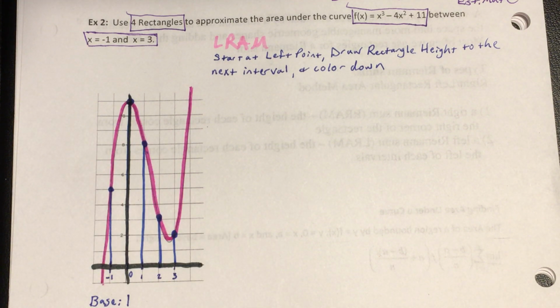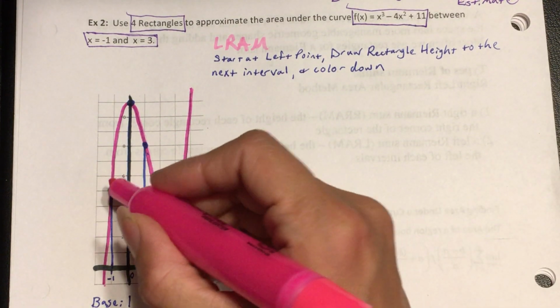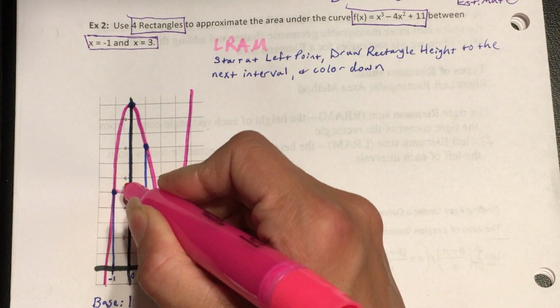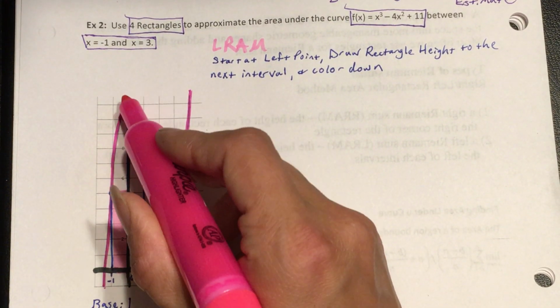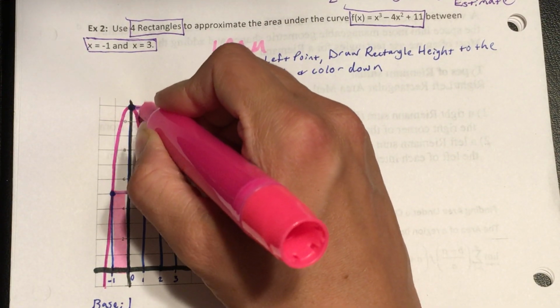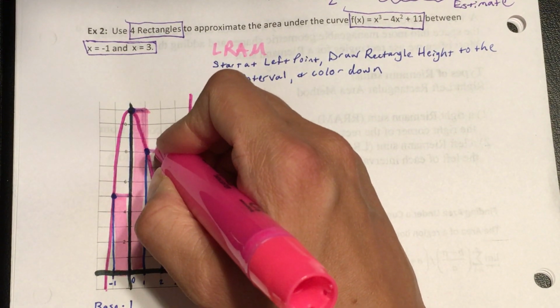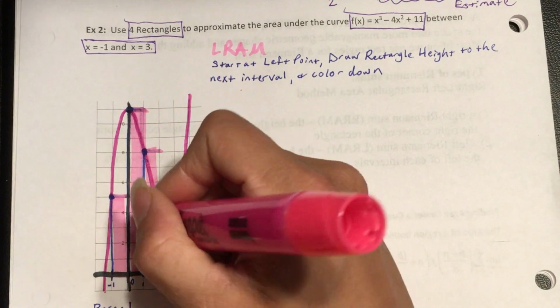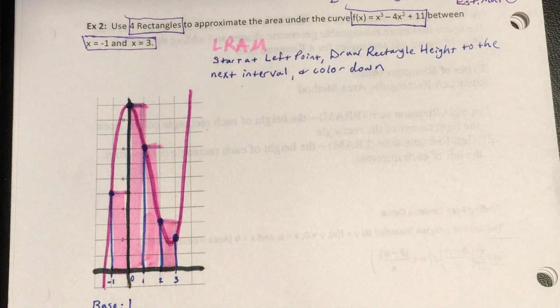So following our new instructions for drawing the LRAM, first we are going to start at the left point, which would be this one here, draw a rectangle, and then color down. Then we go up to our next point on the next interval, make our rectangle height, and color down at the next interval. Next point, draw our height, color down, draw our height, color down, and we see that we had made our 4 rectangles.